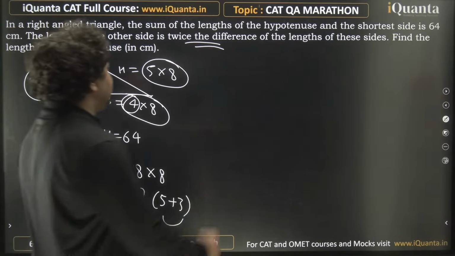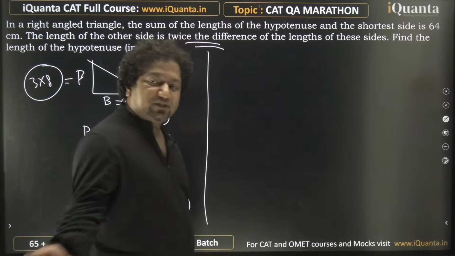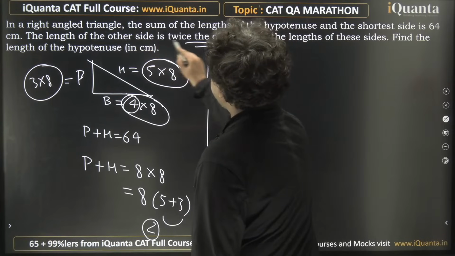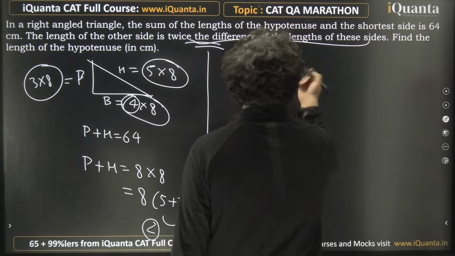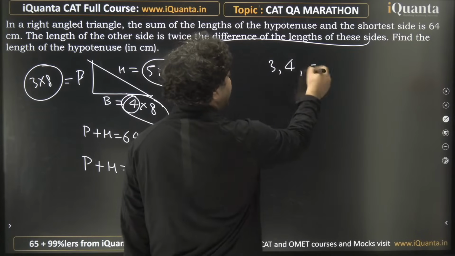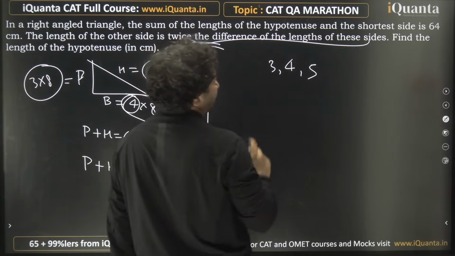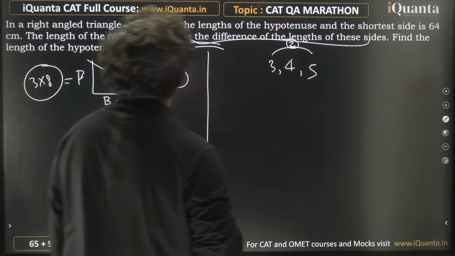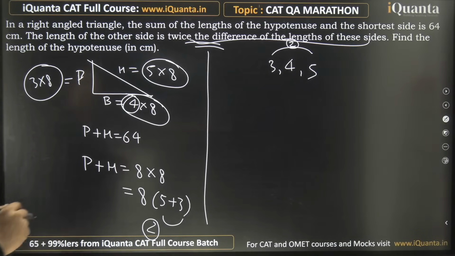You'll be thinking that this is too much of assumption. So I'll make the assumptions simple. See, other side is twice the difference of the length of these sides. So the basic Pythagorean triplet is 3 4 5, and in this the difference between these two is 2, isn't it?